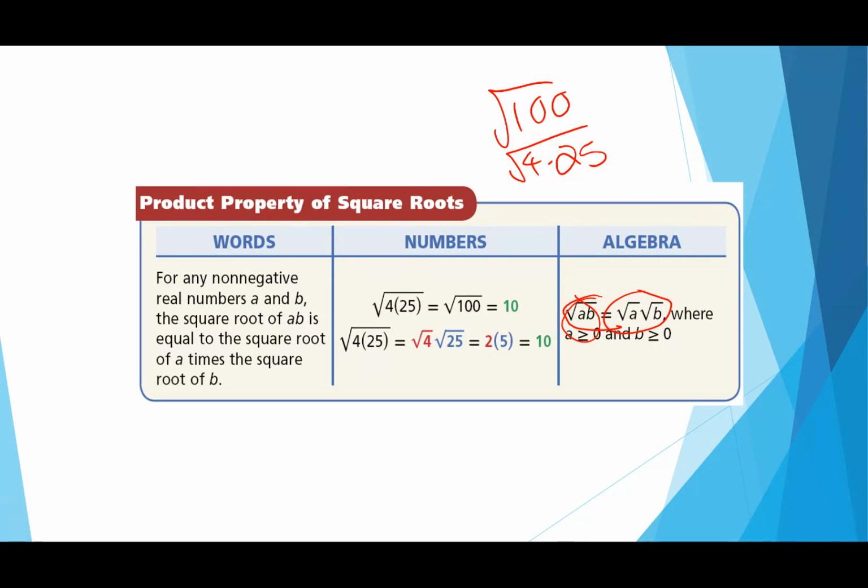And the square root of 4 times the square root of 25 is the same thing as well, where you can split them up. Now, square root of 4 is 2, square root of 25 is 5, and so that answer is 10. But the square root of 100, of course, was 10. So you can see that no matter how it's broken up, it still equals the same thing. So it's an important rule that we're going to make note of.